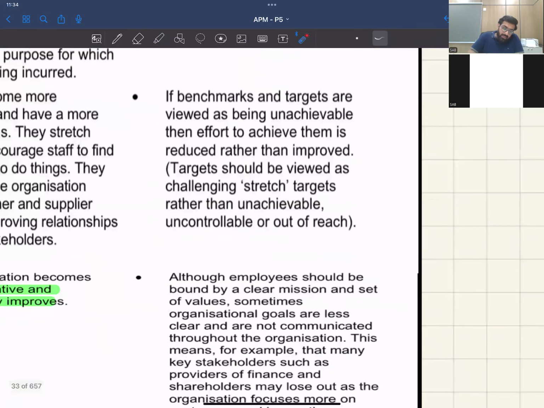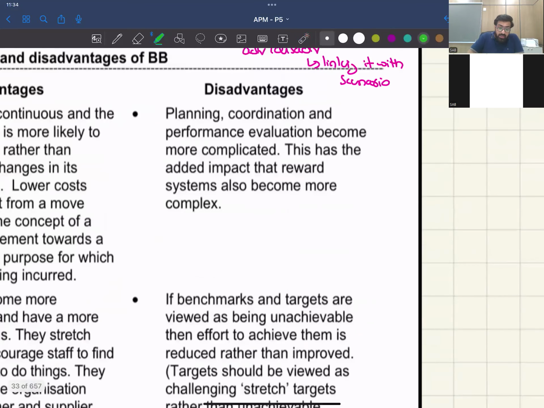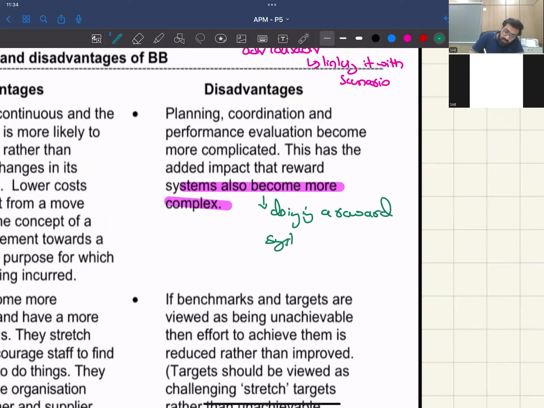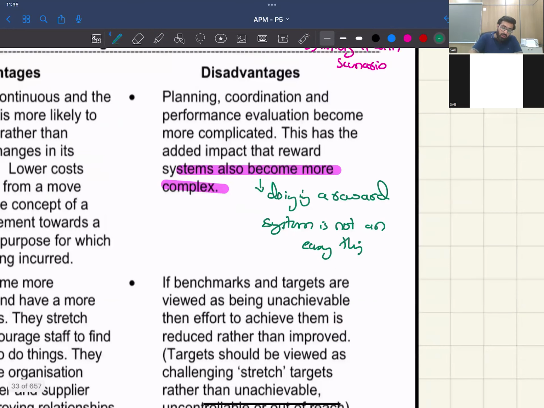So what can be the disadvantage? See, talking is easy, implementation is difficult, right? Planning, coordination, it's difficult. The added impact, the reward system, designing a reward system itself is not easy, right? I knew one person from my entity who resigned because of the reward system. So designing a reward system is not an easy thing to be talked about, right?